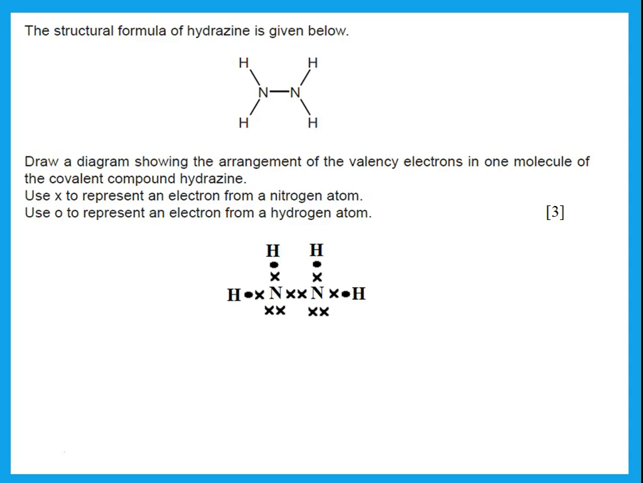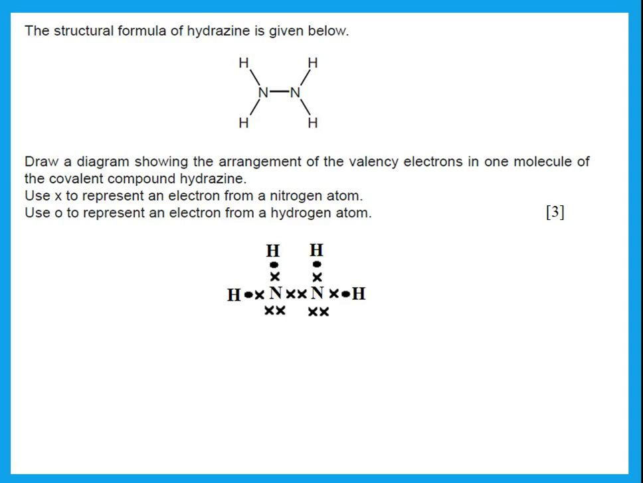And please remember that if he gives you a certain notation, so here he's saying the X should be for the nitrogen and the circles for the hydrogen, make sure you stick to his notation. Sometimes he doesn't specify the notation, so you can choose your notation on your own. But if he does specify it, then you should use that in your diagram.